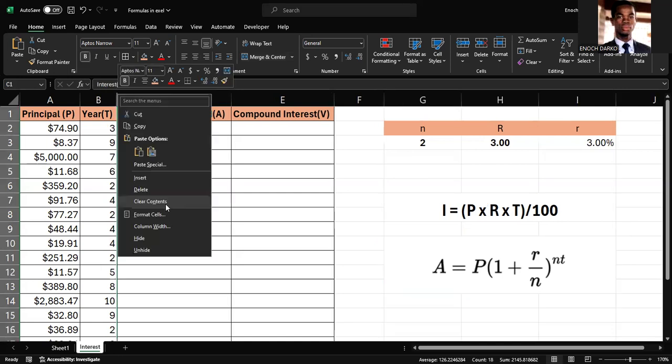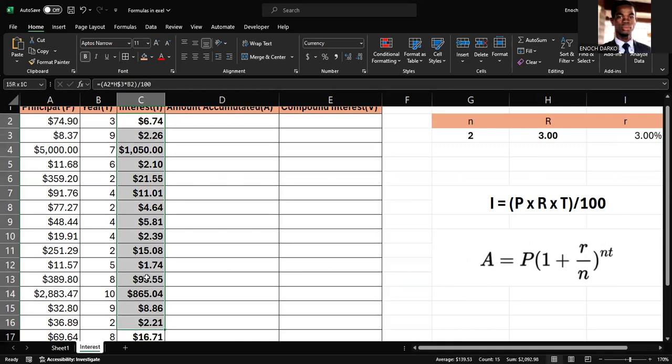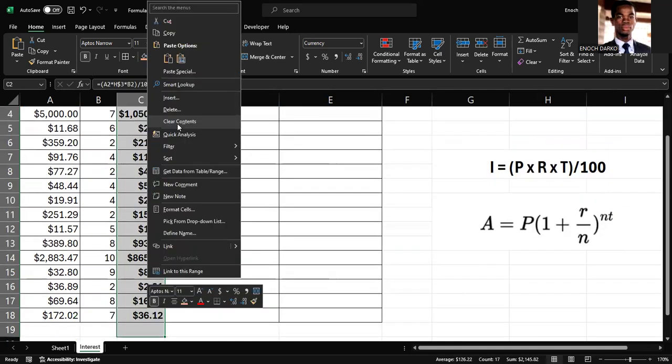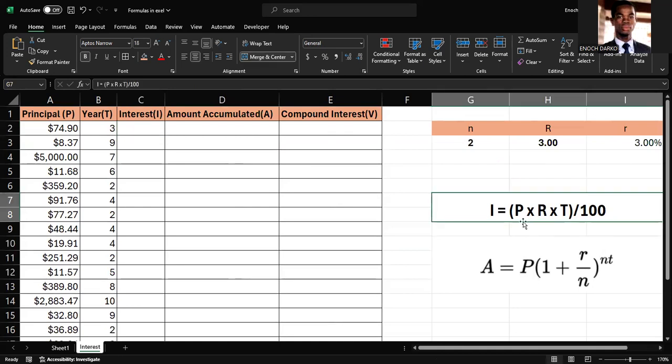Let me hide this. I have a column hidden. So let's clear whatever value we have here. Clear content. Okay, good. So we have simple interest. I want us to use this formula for simple interest as P times R times T, which is the principal times the rate times time.